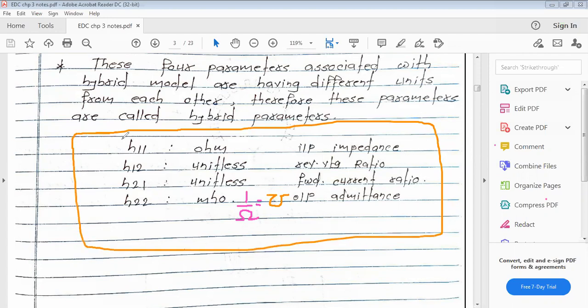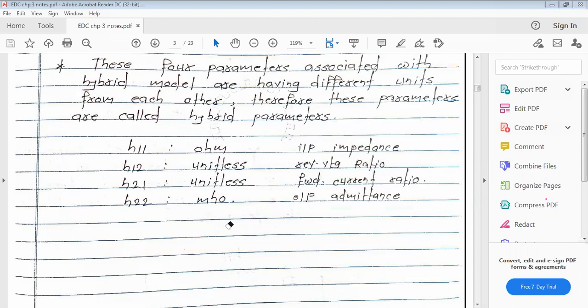Whenever we have to find these parameters, we have to go towards the hybrid model. The hybrid model gives us the value of input impedance, the value of output admittance, the value of current gain, and the value of voltage gain. To find these parameters, we need to study the hybrid model of any transistor. Everyone understood this one? Is there any doubt in this concept?